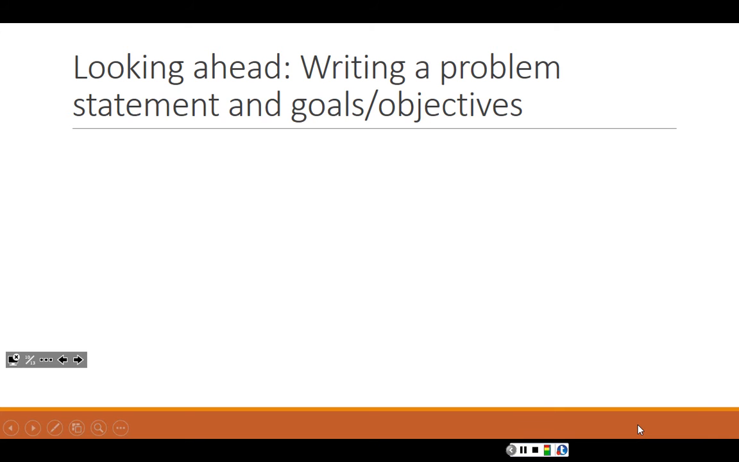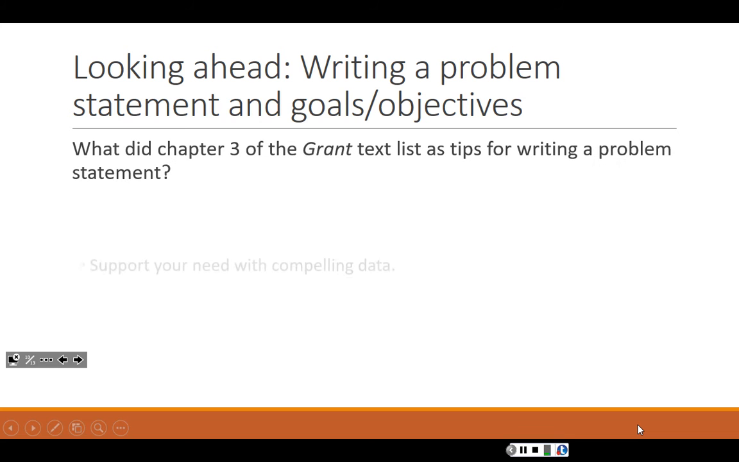But I really hope that sometime both groups can meet, because you're really kind of cohort groups. You're going through some of the same things at the same time. So let's look ahead at writing your problem statement and goals and objectives. And this is kind of a guide for when you read chapter 3, but kind of go back and look at it. The big thing in a grant is to support your problem statement with compelling data.